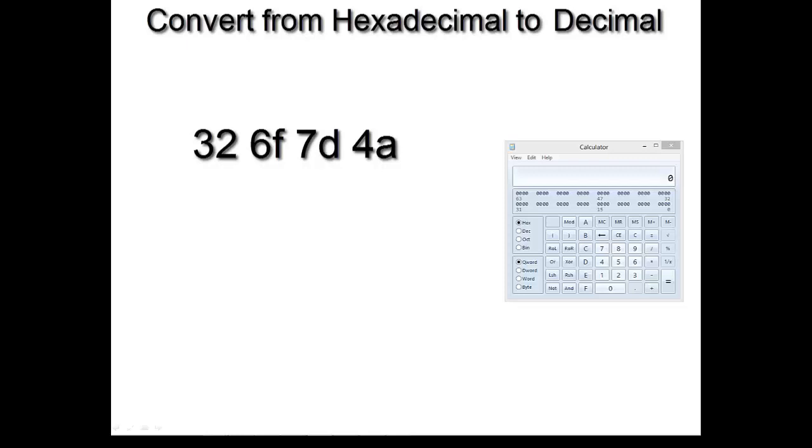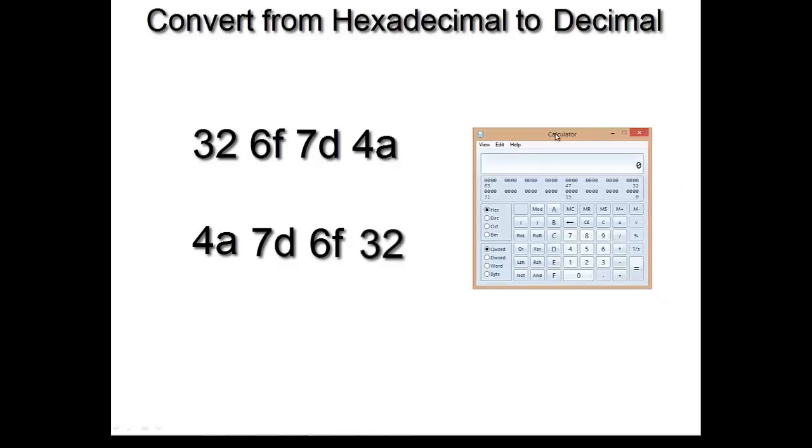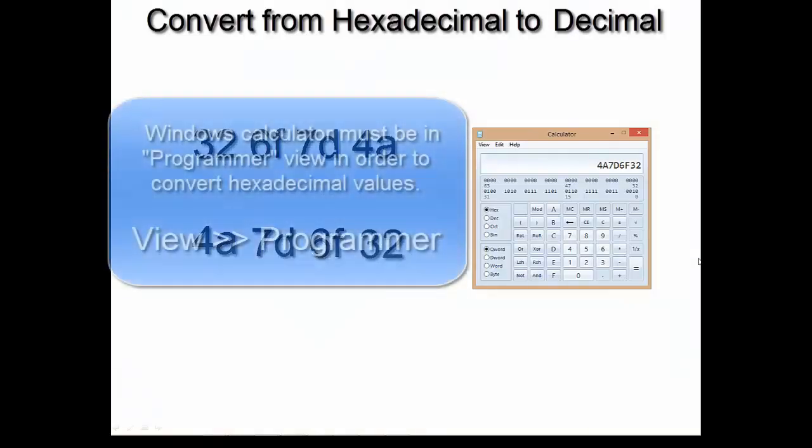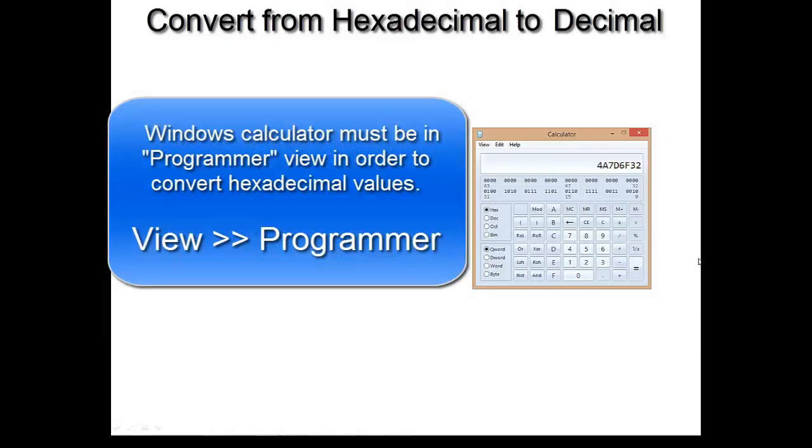32, 6F, 7D, 4A. When interpreted as little endian, this will be plugged into the calculator as 4A, 7D, 6F, 32. When converting, first make sure that your calculator is in the programmer view so you can convert hexadecimal and decimal values. You can do this through the View option on the toolbar of your Windows calculator.